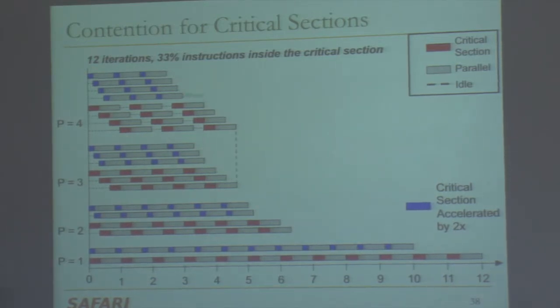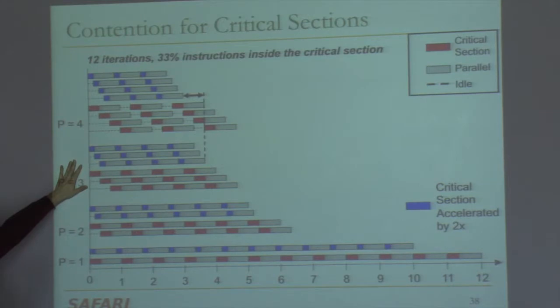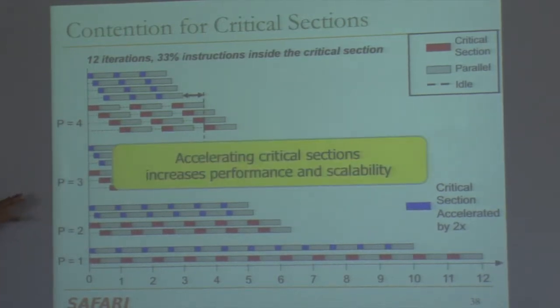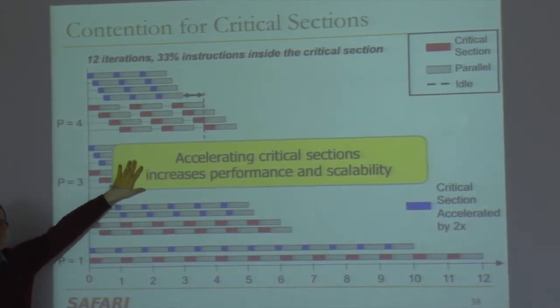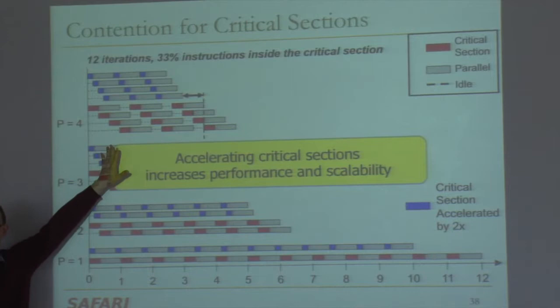So what we've done is we've improved performance by accelerating the critical section by 2x. We've also improved scalability. Before, the three-thread version of this program was the best version. But now you can actually have one more thread, four threads, and get even better performance. The number of threads at which performance saturates for this program increased. That's what scalability is. Basically, accelerating critical sections increases performance and scalability. That's the takeaway from this cartoonish graph.